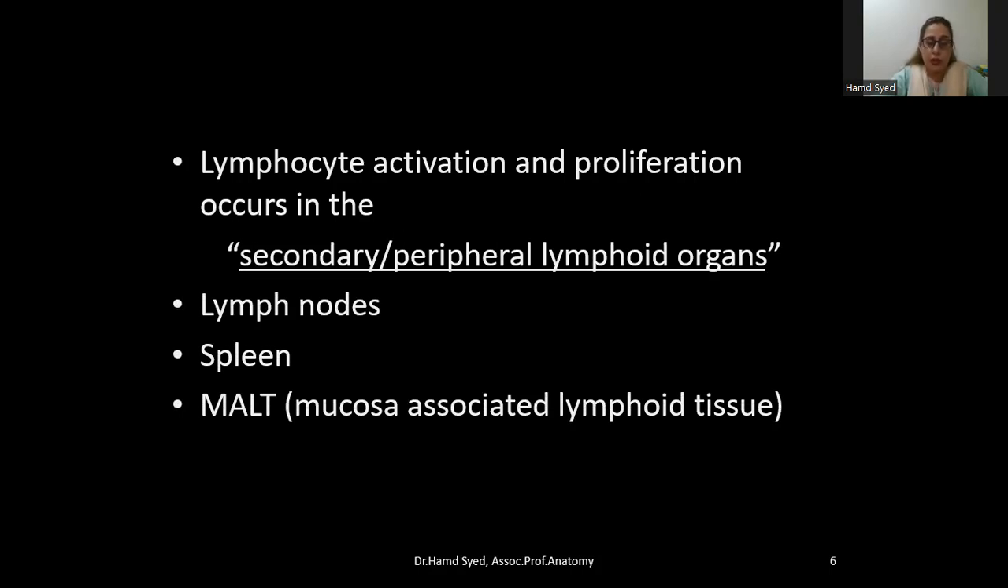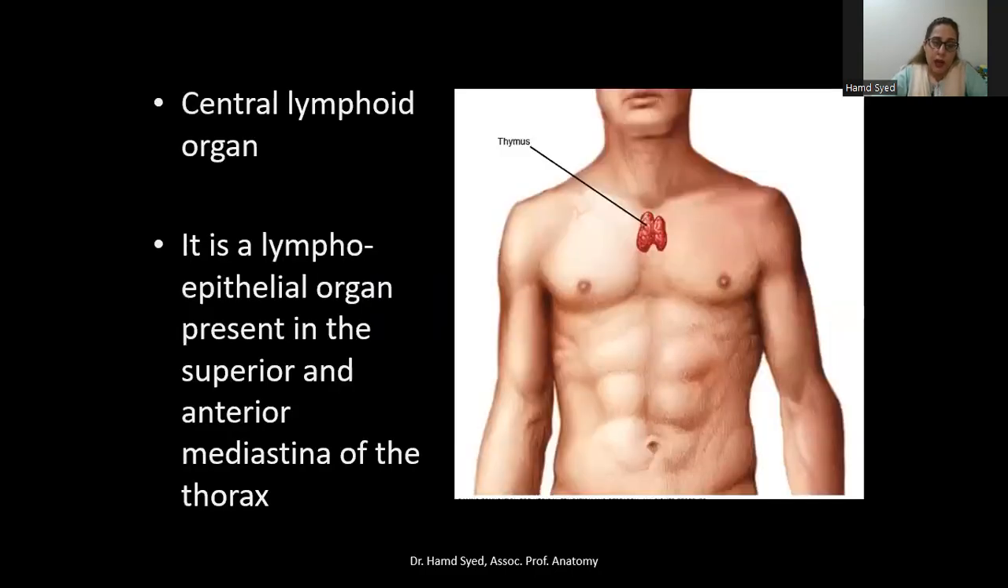Mucosa-associated lymphoid tissue is present in the respiratory tract, the gastrointestinal tract, the urinary tract, right? Okay, now let's come to our topic of discussion today, which is the thymus gland. The thymus gland, as I mentioned before, is the central lymphoid organ, and it is a lymphoepithelial organ present in the superior and the anterior part of the inferior mediastina of the thorax.